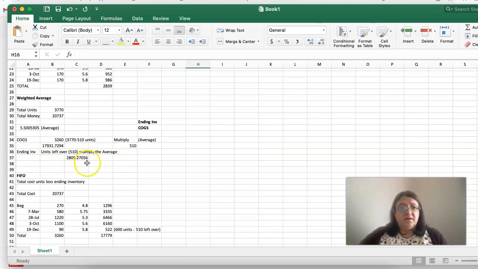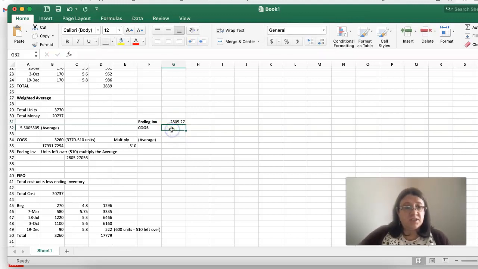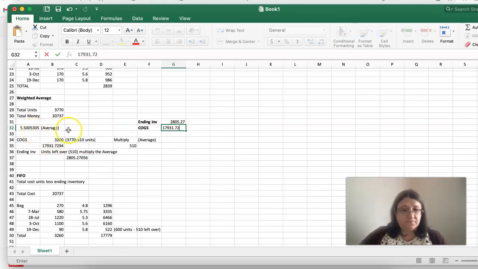So from here, the ending inventory would be $2,805.27, and the cost of goods sold is $17,931.72. And it was from multiplying by the average.